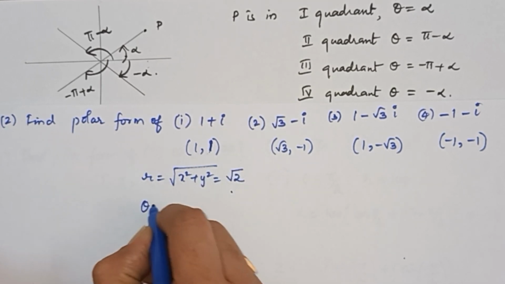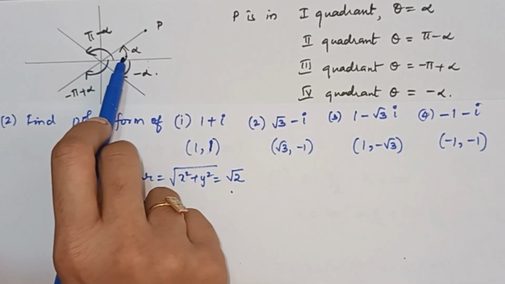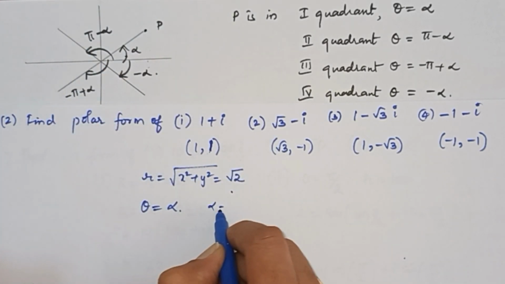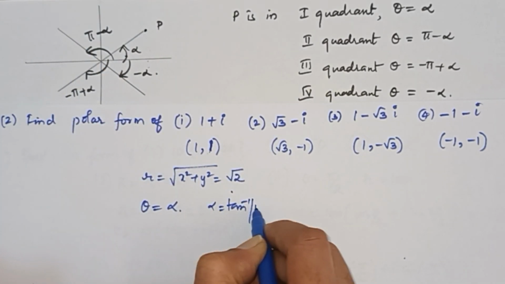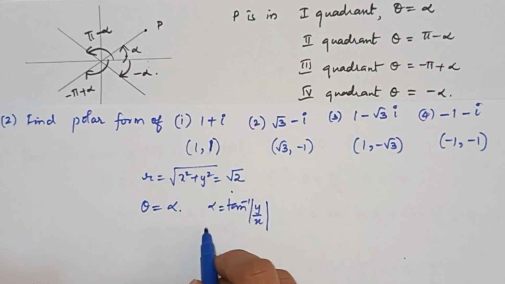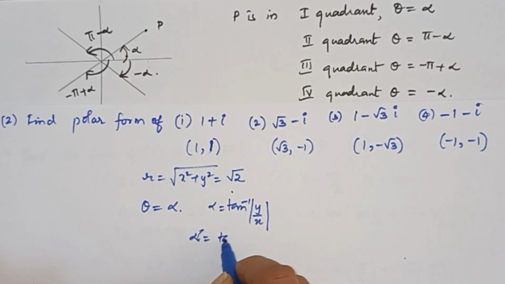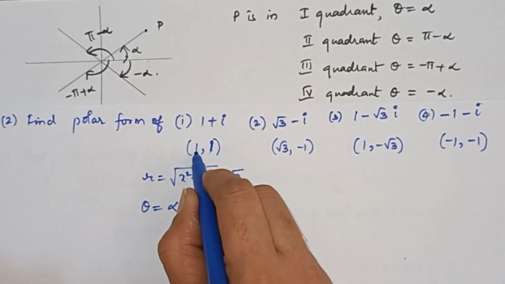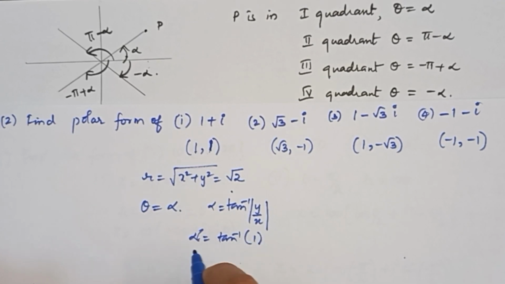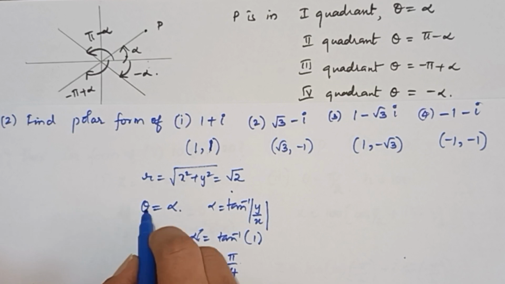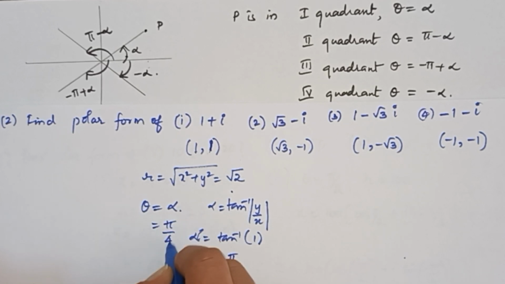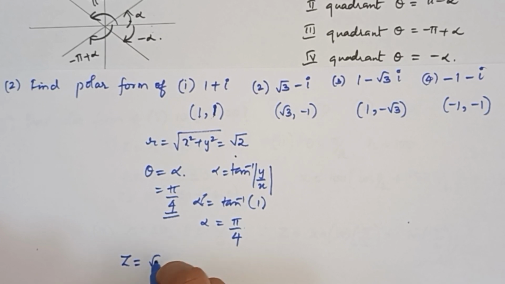And theta is equal to alpha, because the point is in the first quadrant. Alpha is calculated as tan inverse of modulus of y by x. So alpha is equal to tan inverse of 1 by 1, that is tan inverse of 1. So alpha is equal to pi by 4, 45 degrees. Therefore, theta is also the same as alpha, pi by 4. Hence its polar form is root 2 into cos pi by 4 plus i into sin pi by 4.